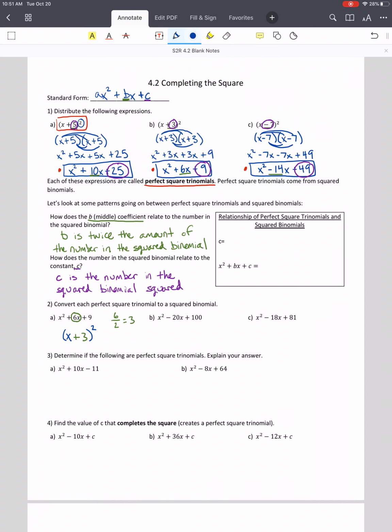And so for part B, I can do the same thing. I'm going to start with an x, and negative 20 divided by 2, I get negative 10, so that's going to be x minus 10 being squared.